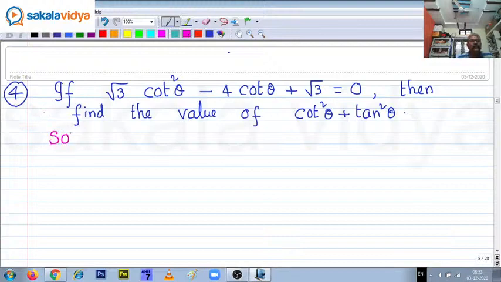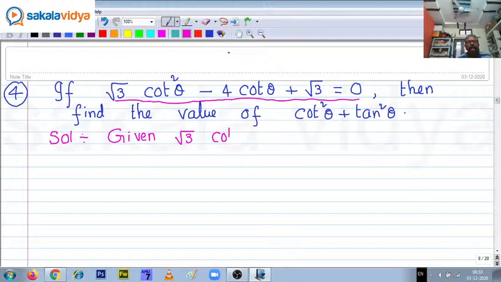Solution. First, let us solve this equation. This equation is known as quadratic equation in cot theta. So that means given root 3 times cot square theta minus 4 cot theta plus root 3 equals to 0. This is also called trigonometric equation. In intermediate you are going to study.